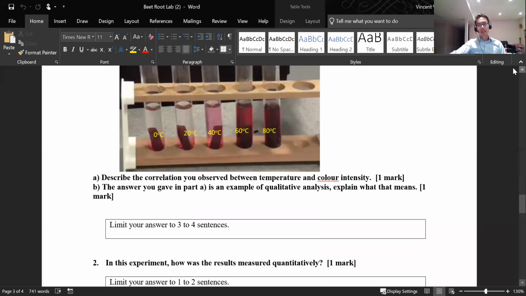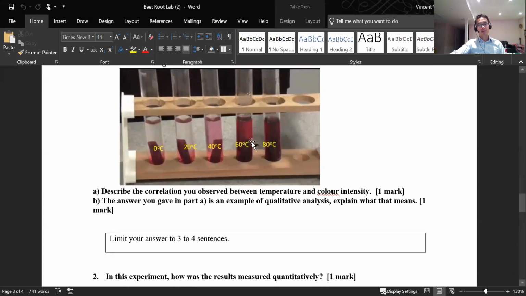Correlation, again, I'm just looking for something very simple. As the temperature increases, the color intensity also increases. And then number 2, many people missed part B. What is qualitative analysis, okay? Qualitative just means you are making observation with your senses. So in this case, you're making the observation using your sight. You're trying to see the color intensity. This is darker than that, which is darker than that. Right? It's purely based on senses. There is no numeric measure.